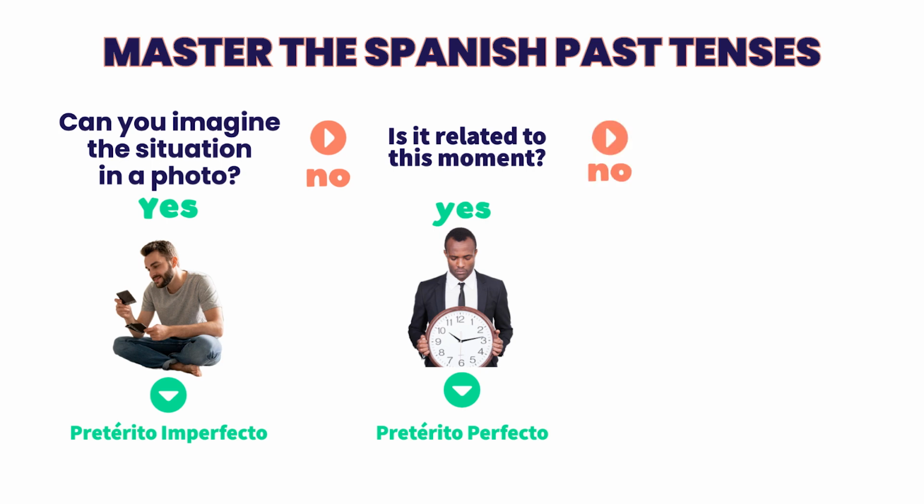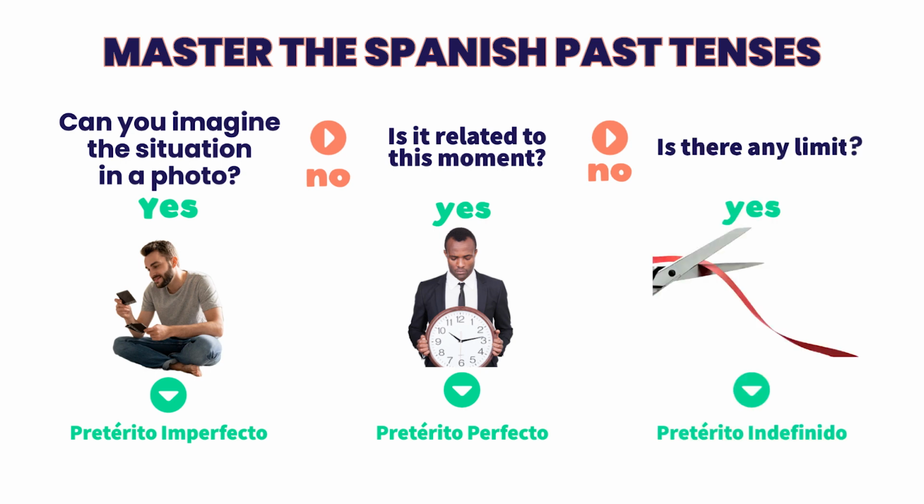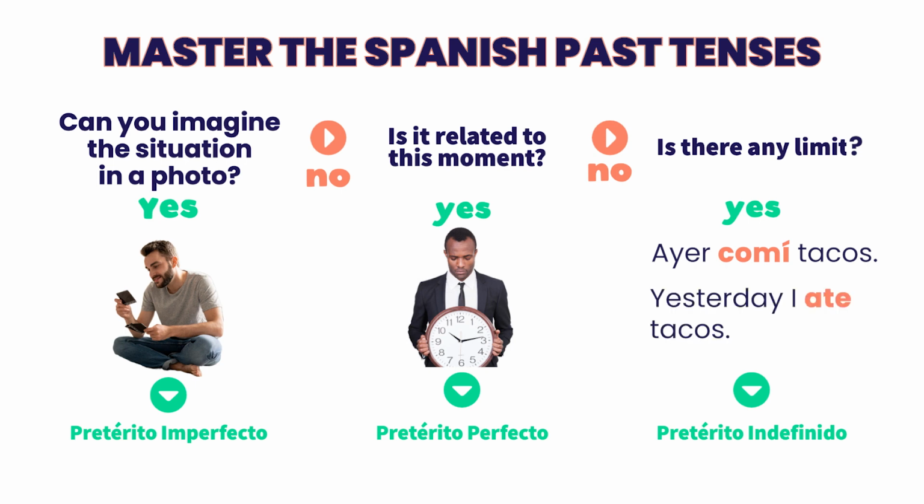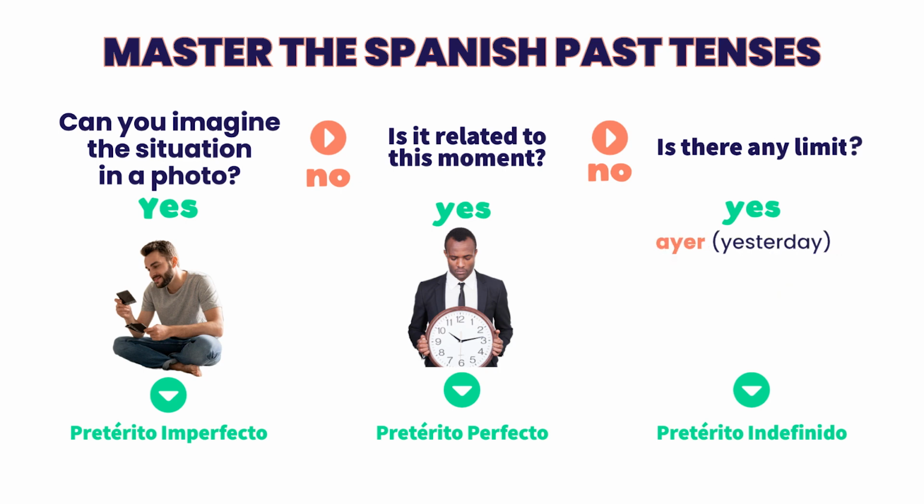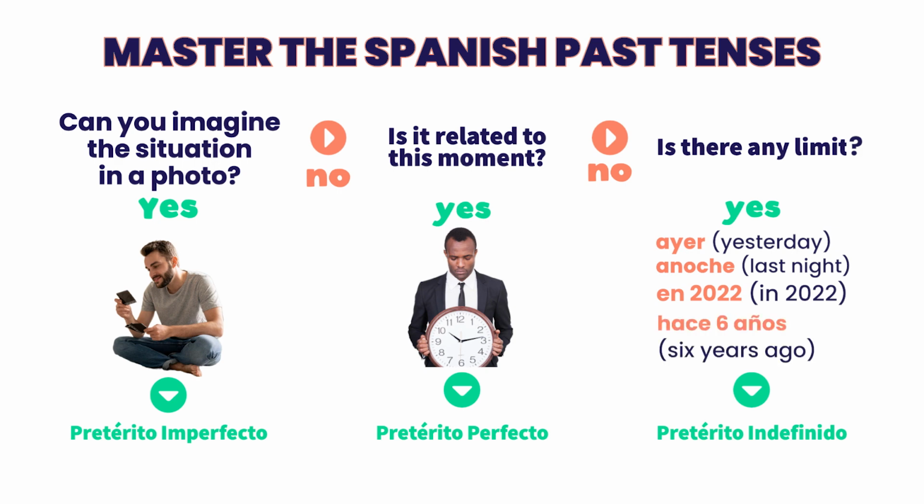If the answer is no and the action is unrelated to the moment you are talking, you should consider using the Spanish preterite. We use the Spanish preterite for completed past actions, facts, or general truths in the past. Ayer comí tacos. Yesterday I ate tacos. The action is limited, and also, there are some words that always trigger the Spanish preterite. For example, Ayer. Anoche. En 2022. Hace 6 años.